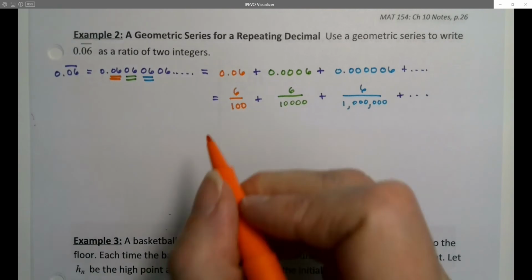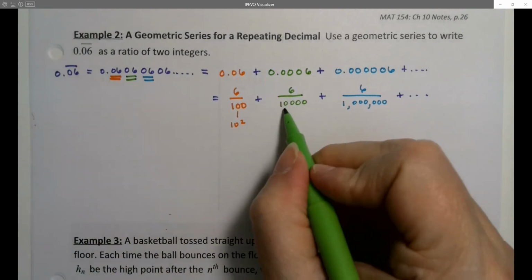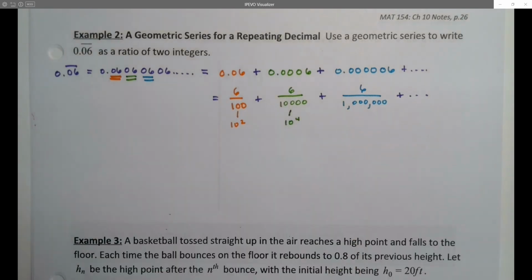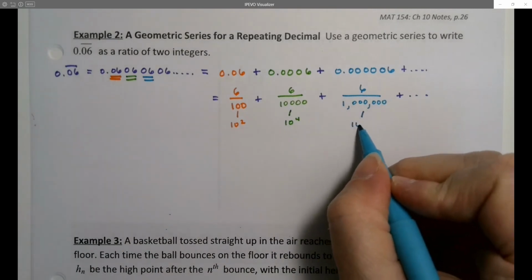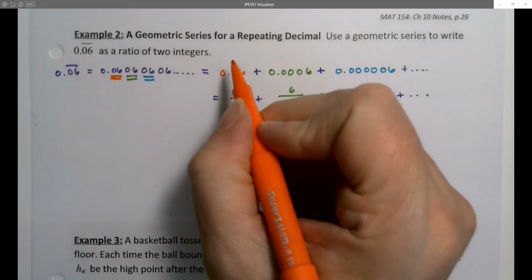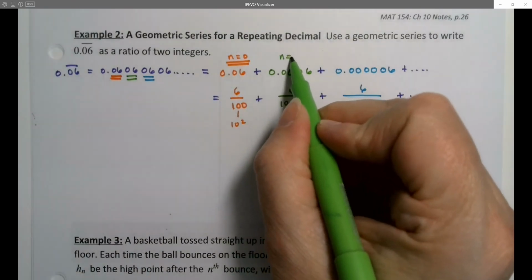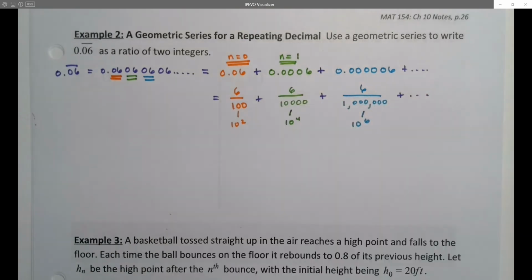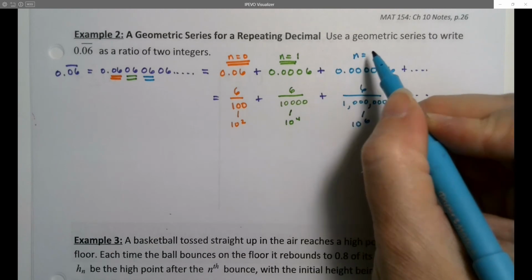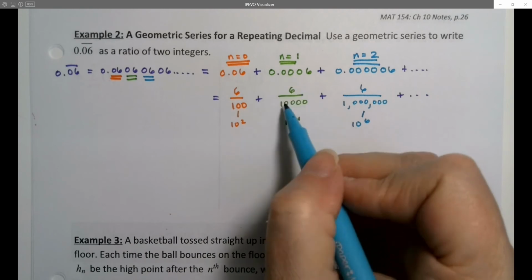Okay, but 100 is 10 squared. 10,000 is 10 to the 4th. And 1,000,000 is 10 to the 6th. There's a pattern here that we can use in order to build this. Let's think about this. This would be the 0th term right here. So this would be n equals 0 right there, because we always start a geometric series at the 0th term. Then this would be the n equals 1 term, and this would be n equals 2.